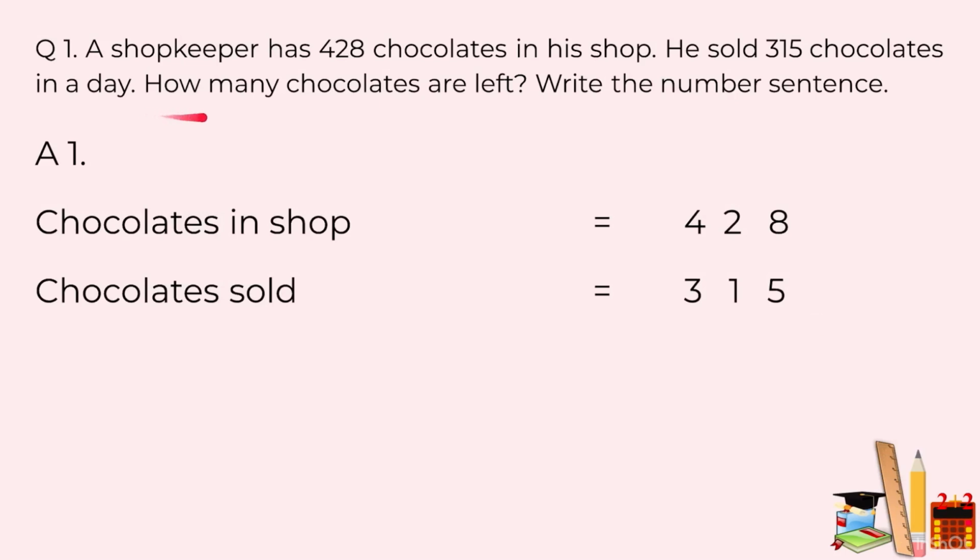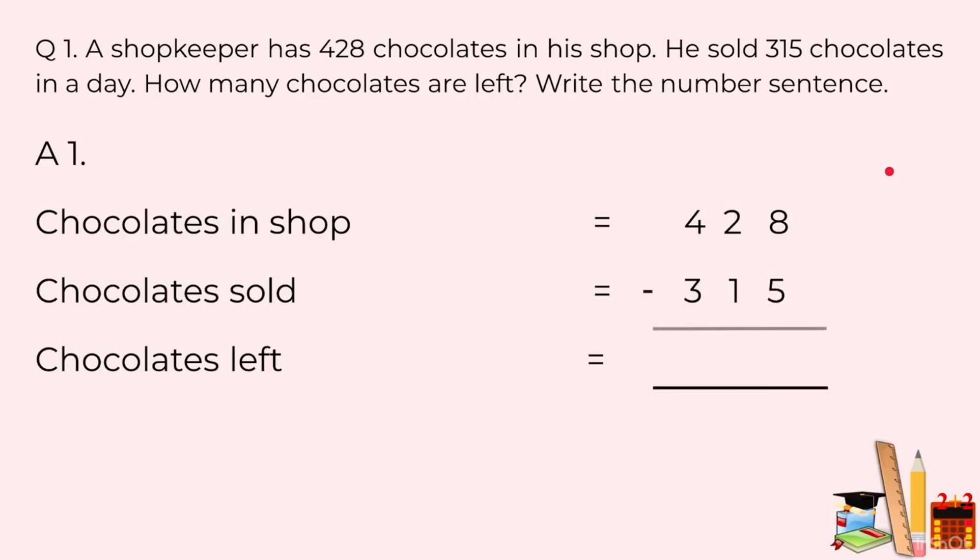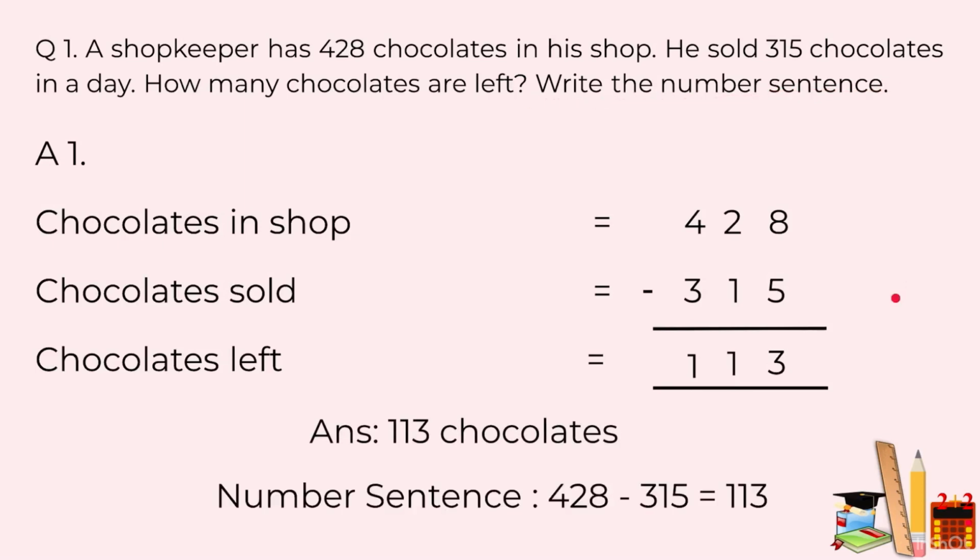Then we'll again refer to the question, how many chocolates are left? We have to tell about what number of chocolates are left. So we will write chocolates left is equal to, we'll subtract to find the answer. Now we start from the ones column, 8 minus 5, 3, 2 minus 1, 1, 4 minus 3, 1. So our answer is 113 chocolates. But in the question they have asked, write the number sentence. So we will write 428 minus 315 is equal to 113.